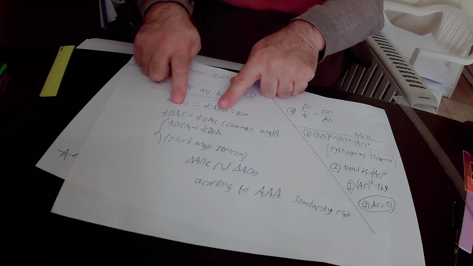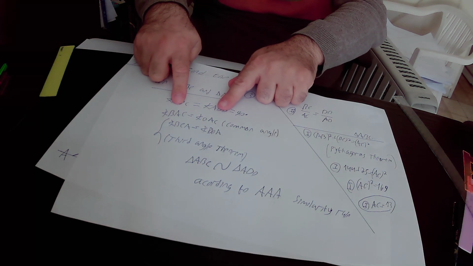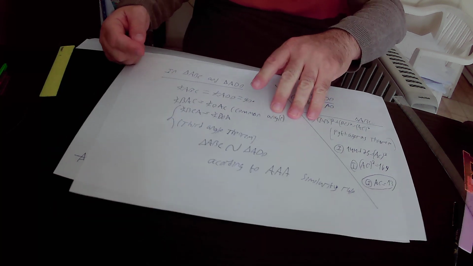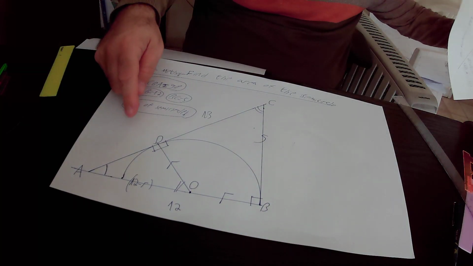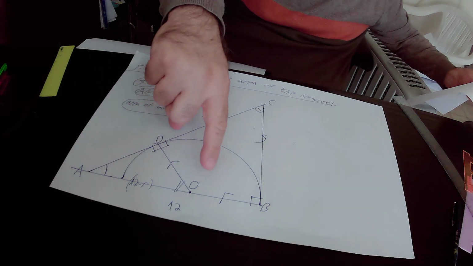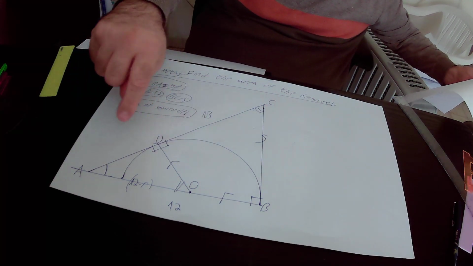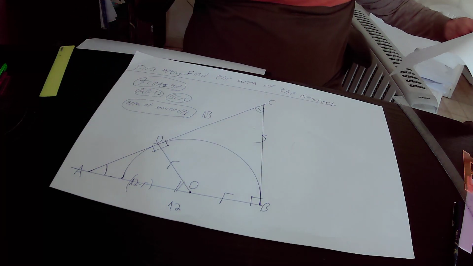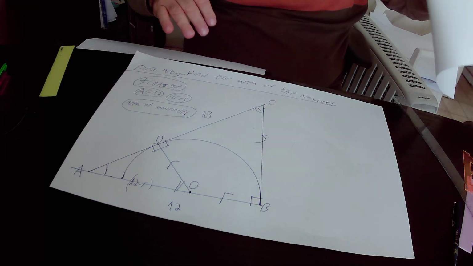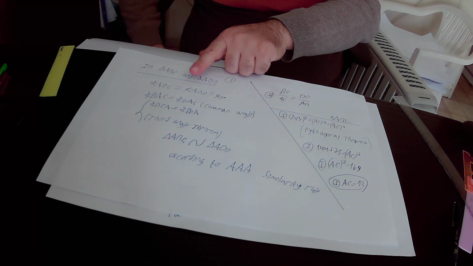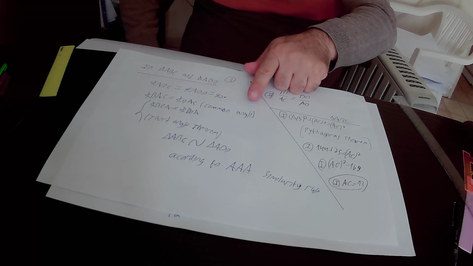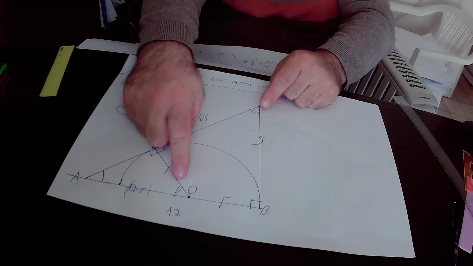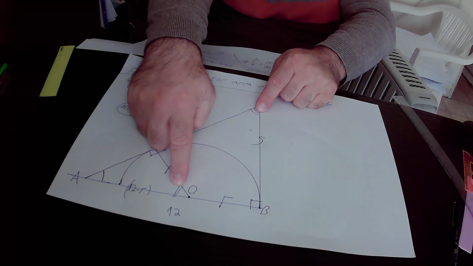Angle BAC equals angle DAO, it is a common angle. This angle belongs to triangle AOD, and angle A also belongs to the big triangle ABC, therefore we can write down that this angle equals itself. And those two angles are also equal to each other according to the third angle theorem.